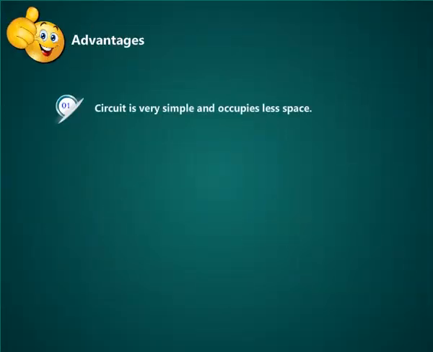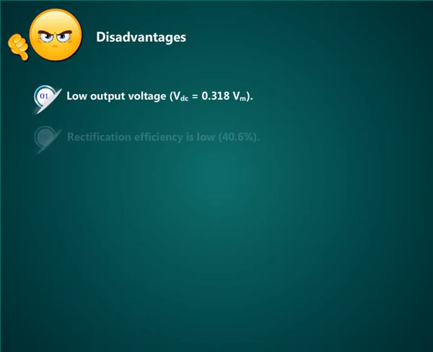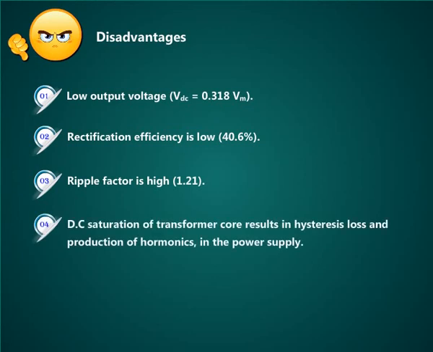Advantages: circuit is very simple and occupies less space. Less cost. Disadvantages: low output voltage, VDC is equal to 0.318 Vm. Rectification efficiency is low, 40.6%. Ripple factor is high, 1.21. DC saturation of transformer core results in hysteresis loss and production of harmonics in the power supply. Suitable only for very low power applications.